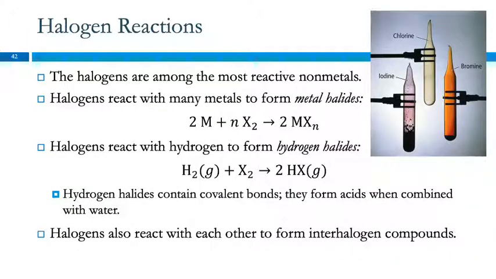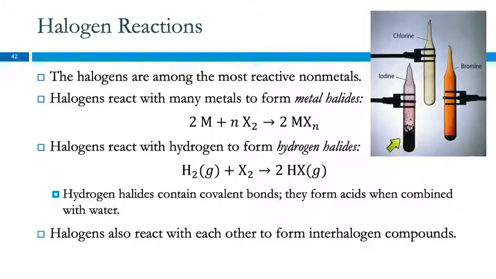Reactions of the halogens. These are the most reactive nonmetals. And here we have pictures of them. Chlorine is a yellow gas. Bromine is a liquid. It's this really deep orange color, but it vaporizes fairly easily, and so here we're seeing the bromine vapor.